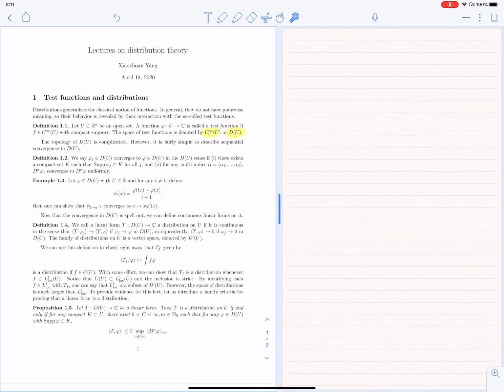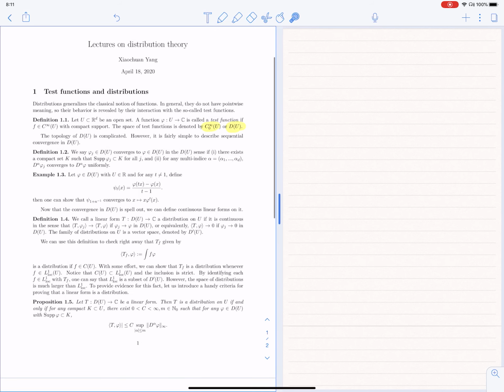So with this definition in hand, we can define distribution. So distribution would be very simple. We always use the capital T to denote a distribution. A linear form T is a distribution if it is continuous in the sense that T applied to phi_j converges to T applied to phi whenever phi_j converges to phi in the space D(U).